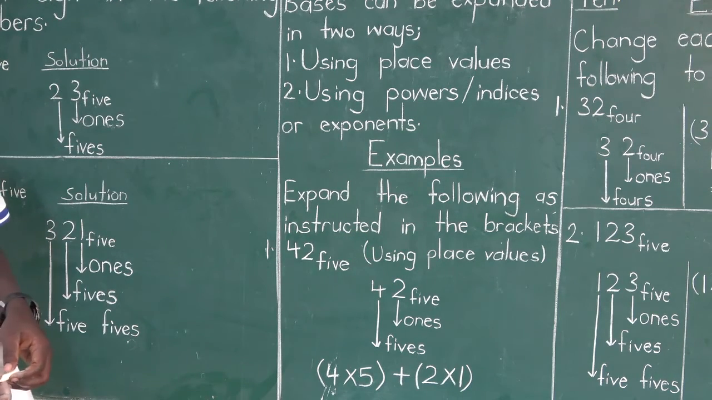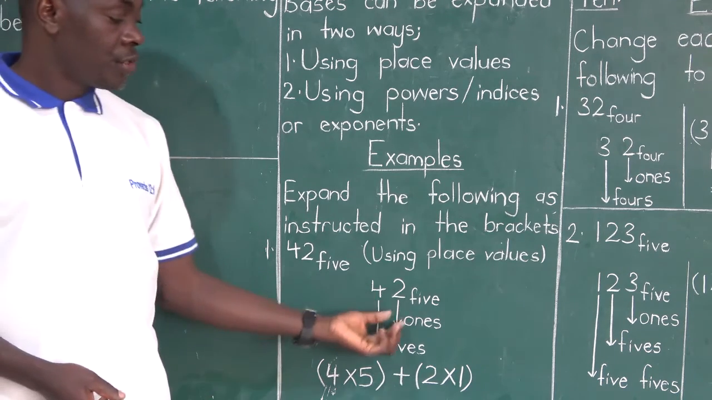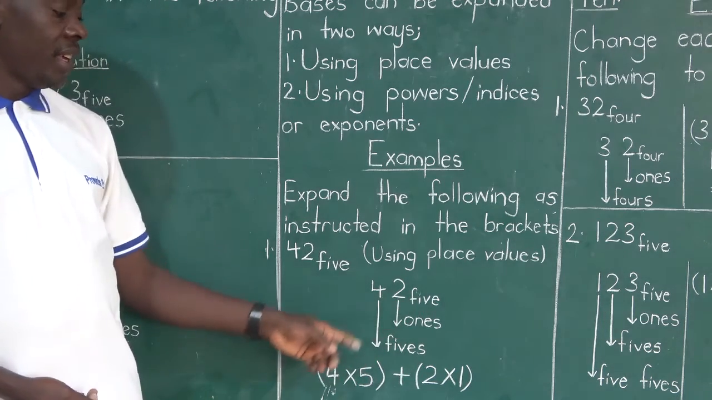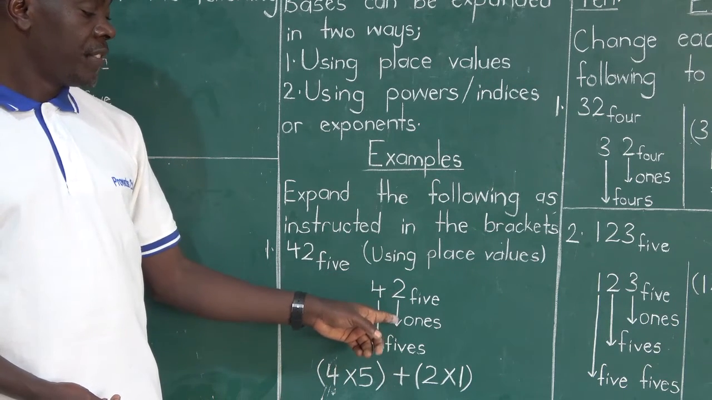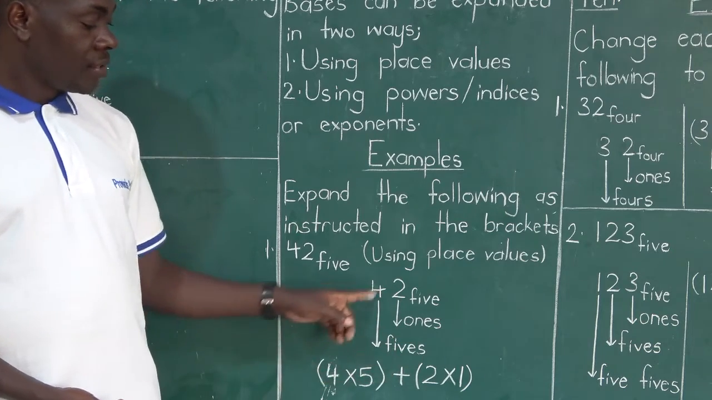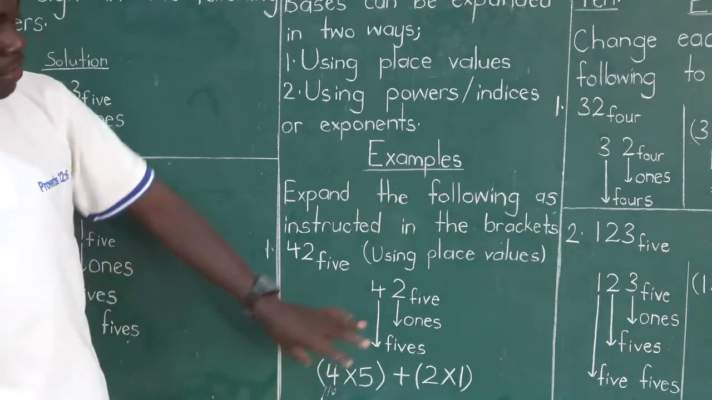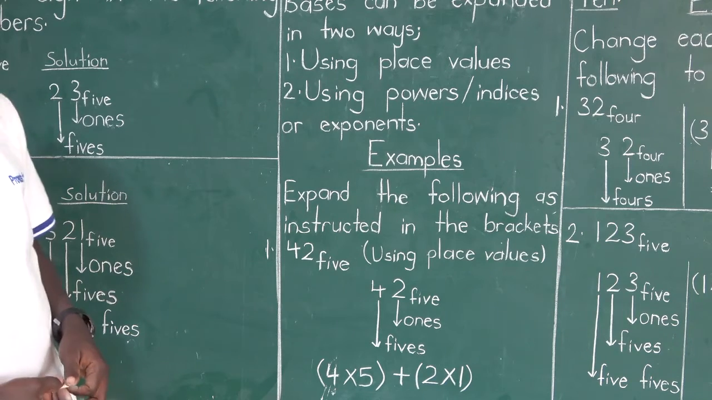Because you are being instructed to use place values, use the place value knowledge you have acquired today. Write your 4 2 base 5 and then show the place values. The first place value is ones, then the 2 is under 5s. Now use these place values you have learned to expand.